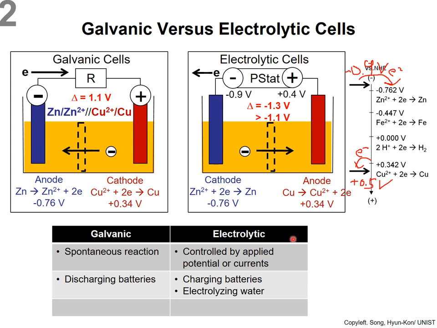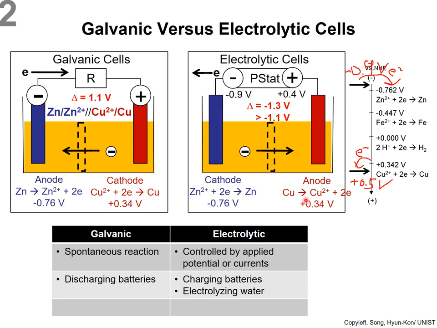So let me summarize the galvanic cells and electrolytic cells. Galvanic cells are based on spontaneous reactions. And the situation of discharging batteries belongs to the galvanic cells. However, the electrolytic cells are based on applied potentials or currents. And you can make some process of your intention.